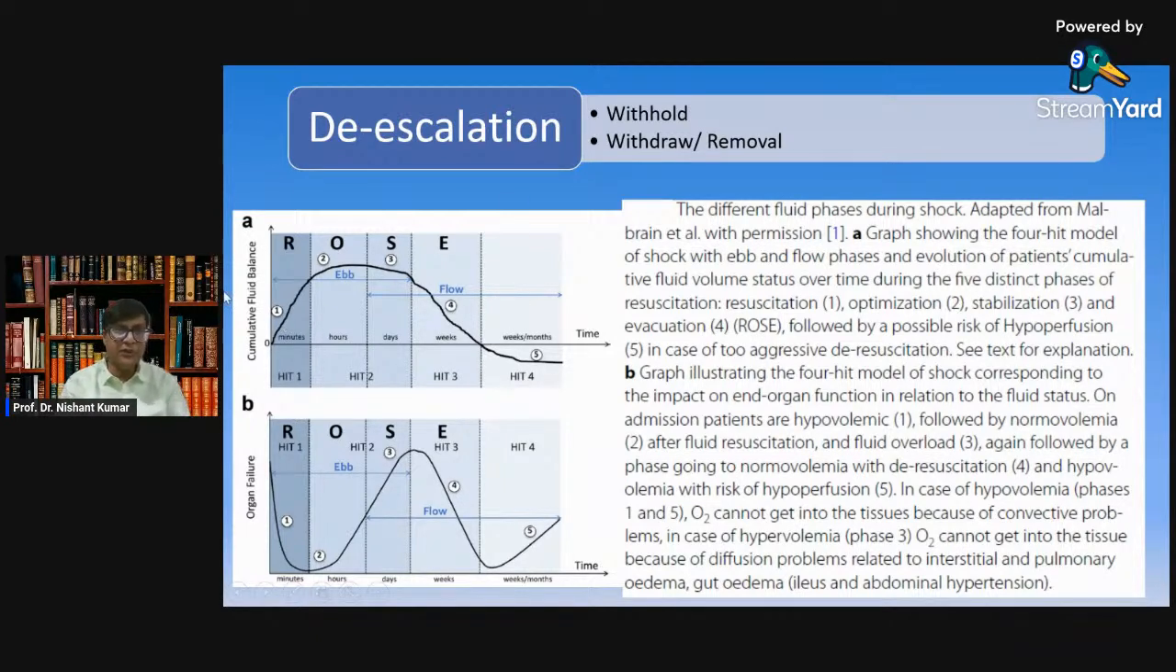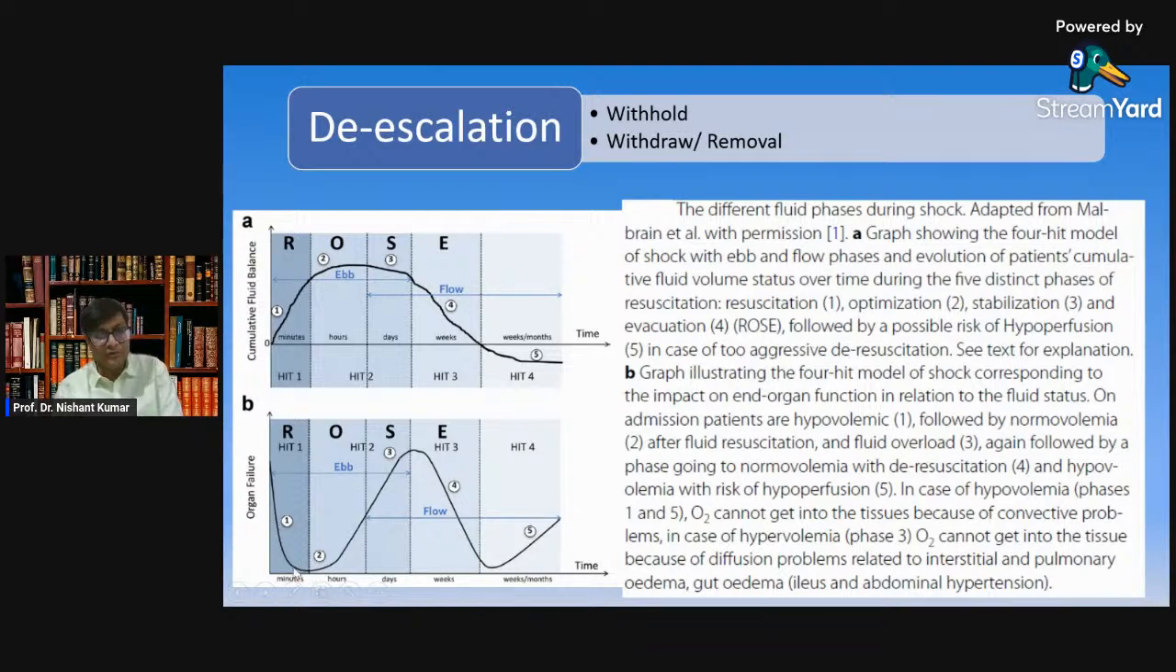Now we'll come to this concept of ROSE in a minute. It's a very easy mnemonic to remember. Resuscitation, optimization, stabilization, and evacuation. Right? So if you see this, during resuscitation, you give a large amount of fluids. Okay, optimization and stabilization, there's a plateau, and evacuation, you take out the fluid from the body.